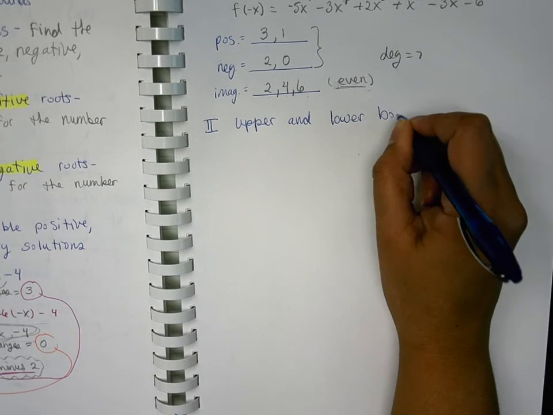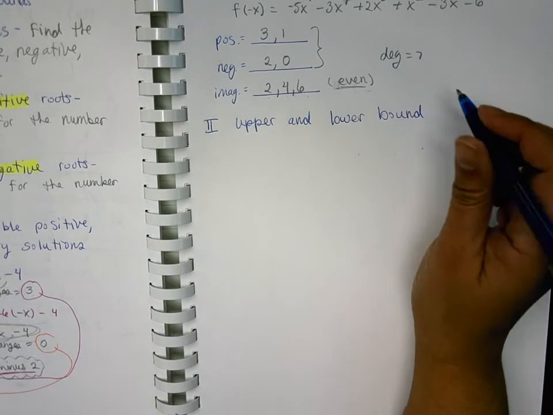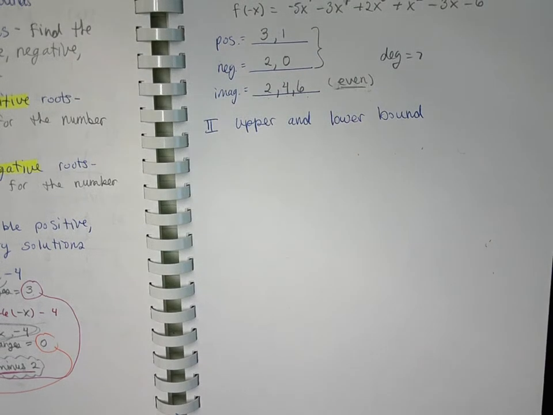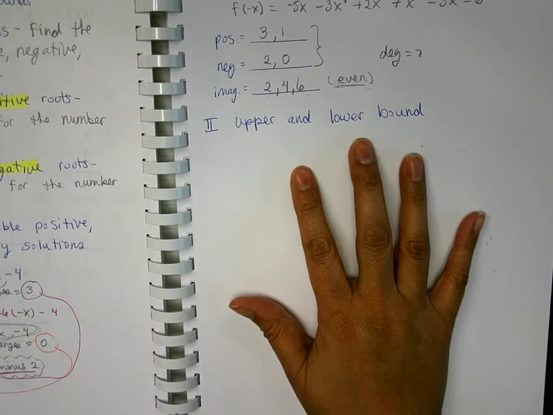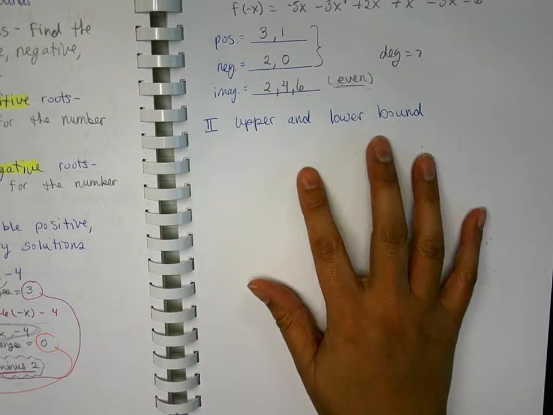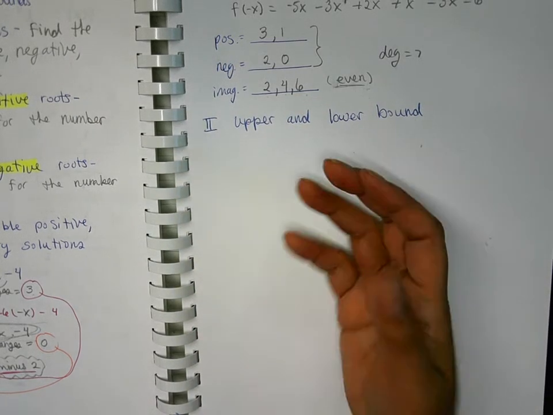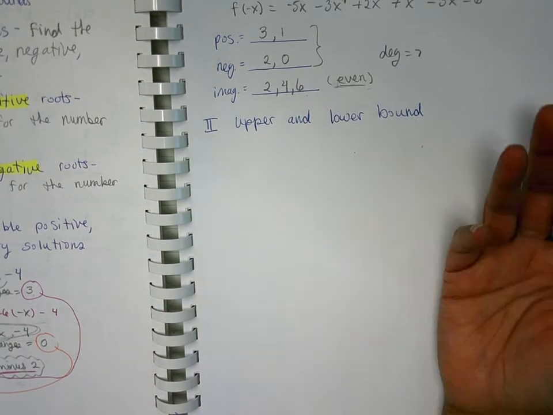We're going to talk about upper and lower bound. Did you guys do that last year, upper and lower bound? Does that sound familiar? Let me tell you this right now. You're never really looking for upper bounds. Where are you going to use upper or lower bounds?